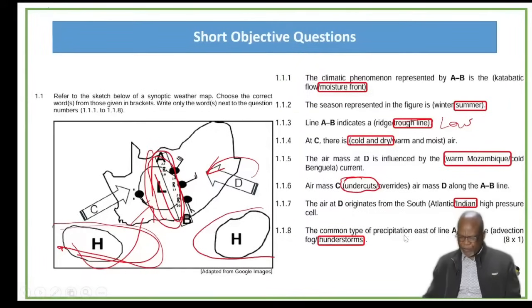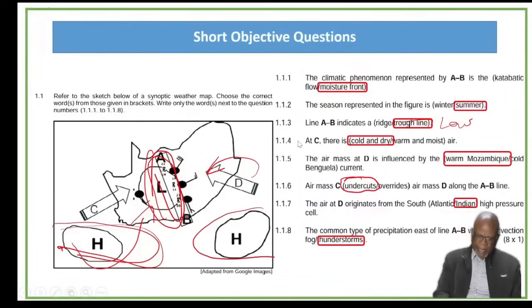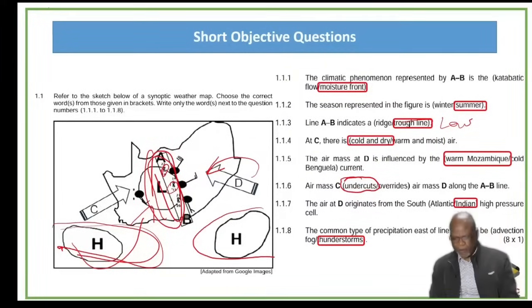On the east of the moisture front, this is where you're going to get the line thunderstorm. So the common type of precipitation east of the line AB will be line thunderstorm. And why are we getting line thunderstorm on the east? Because on the east, the air is warmer. Because the air is warmer, it rises, and it rises rapidly. And because the air rises rapidly, it condenses.